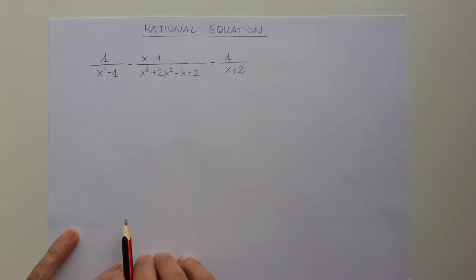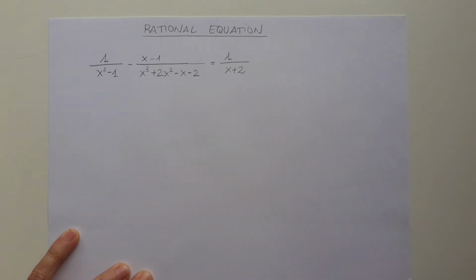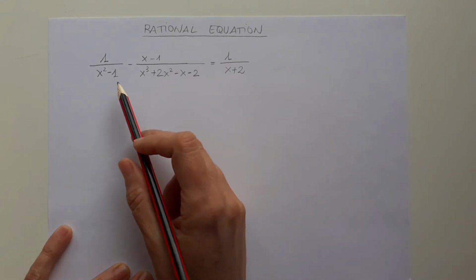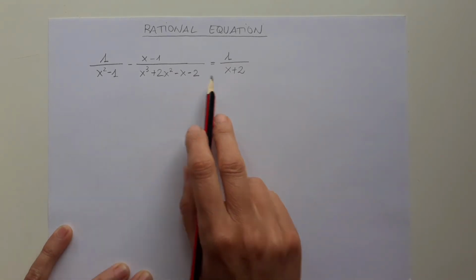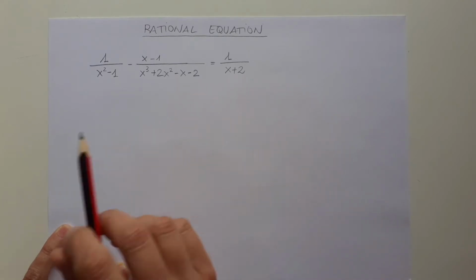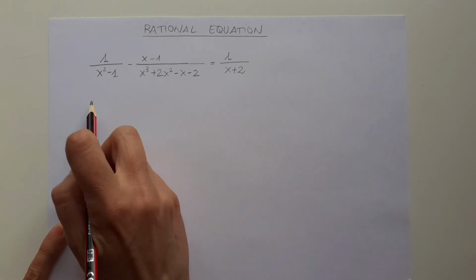First thing we are going to do is to find a common denominator for the whole equation, so that way we could get rid of the denominators. To find the common denominator, we need to factorize all the denominators so that we can choose the lowest common multiple of all the denominators.